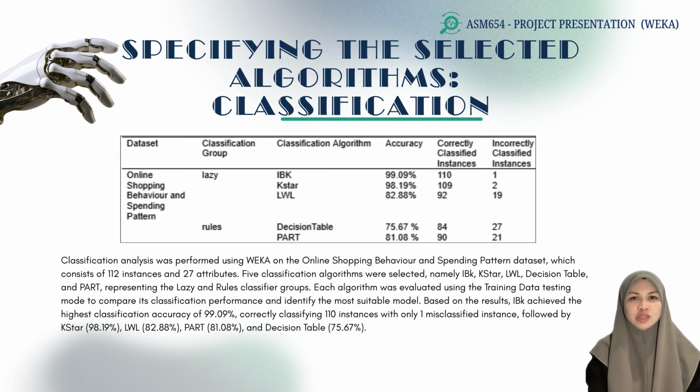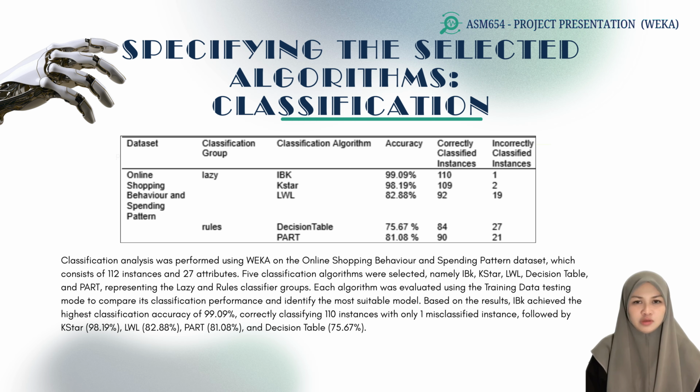For the classification algorithms, we use Weka to analyze the online shopping behavior and spending pattern dataset. This dataset consists of 112 instances and 27 attributes. In this study, 5 classification algorithms were selected, namely IBk, K-star, LWL, Decision Table, and PART. These algorithms represent the lazy and rules classifier groups in Weka. Each algorithm was evaluated using the training data testing mode.